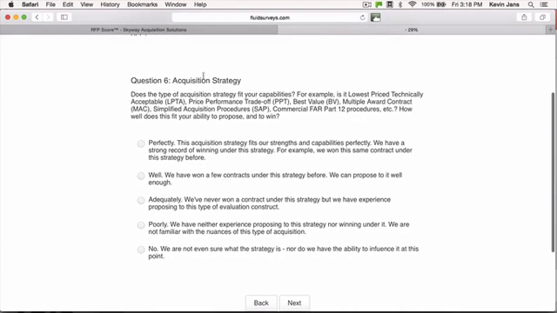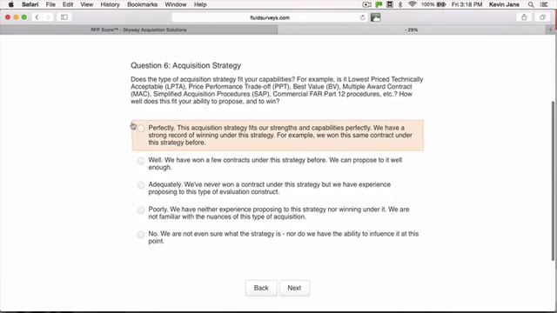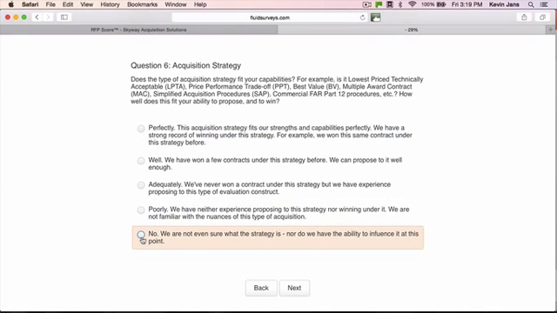Question 6, acquisition strategy. Do you understand the acquisition strategy? Do you understand that it's going to be best value versus Part 12 versus simplified acquisition procedures, et cetera? Do you understand what this contract requirement is in context of how they're going to buy it? Okay? Let's say you understand it perfectly, or you have no idea. So let's go with you know it well because you've had a couple of contracts with this agency.